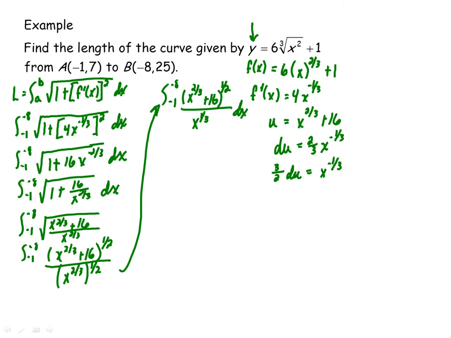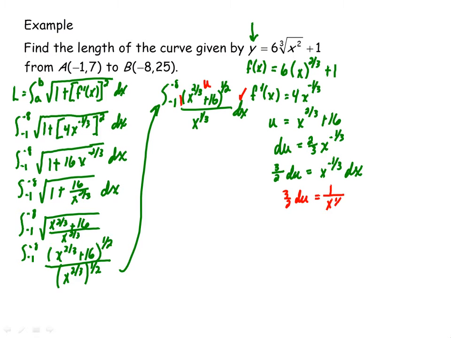Watch this. Let's use a checkoff system, okay? When I do that derivative, I have a dx, check. I let x to the 2/3 plus 16 be my u, check. And then I can say that that's going to be 1 over x to the 1/3. Well, I can rewrite this if I want to.